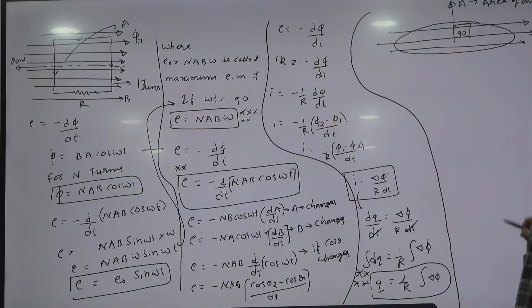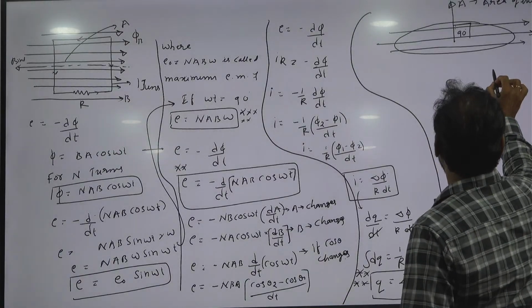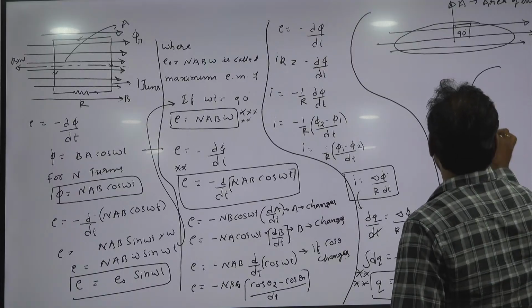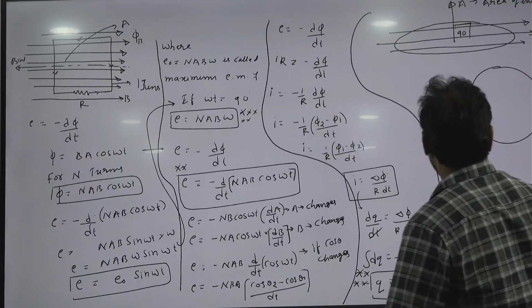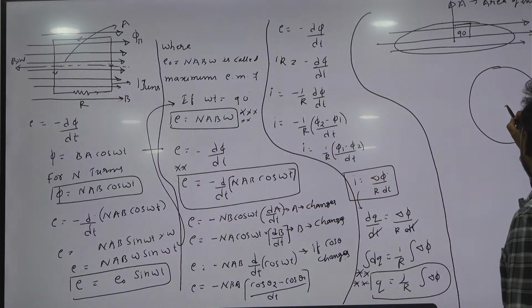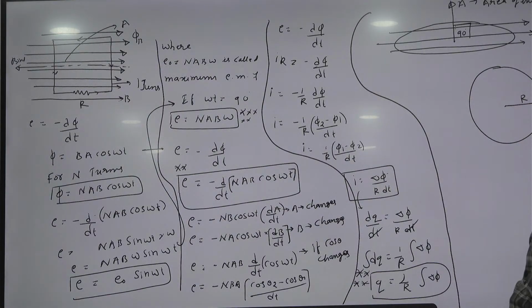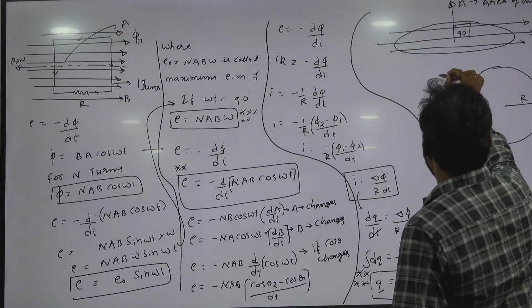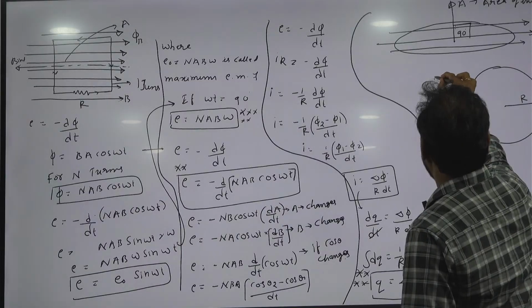Next, see, suppose consider a conducting loop. This is a conducting loop, problem, see, having the radius r. ठीक है? So this is placed in a magnetic field B, an outside magnetic field.